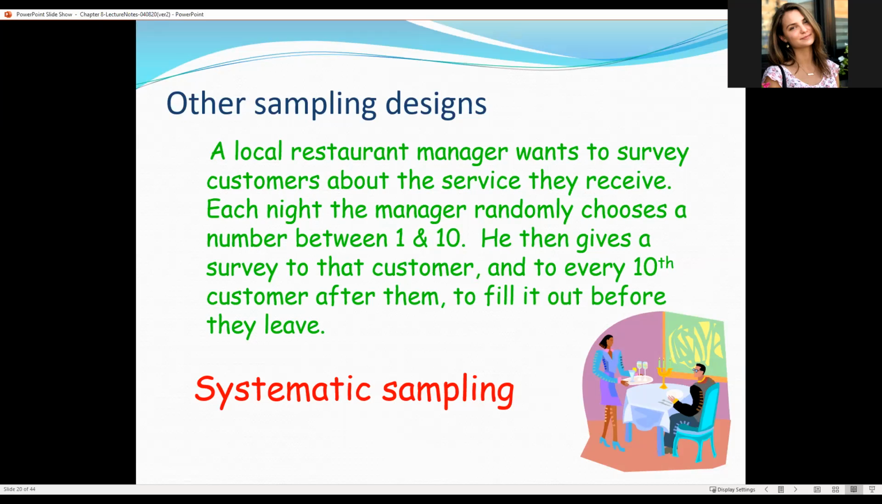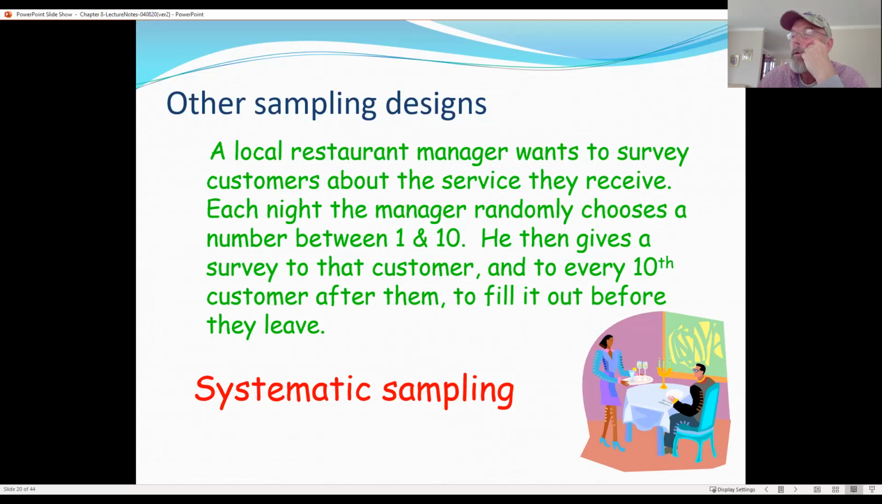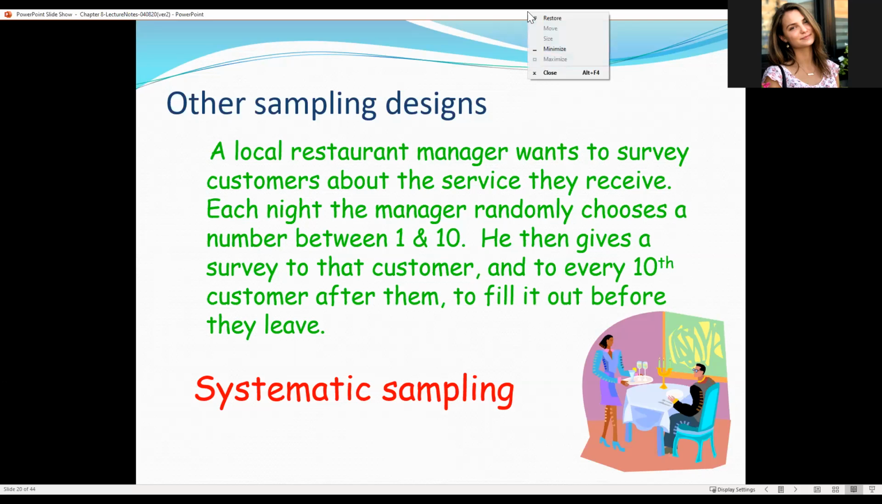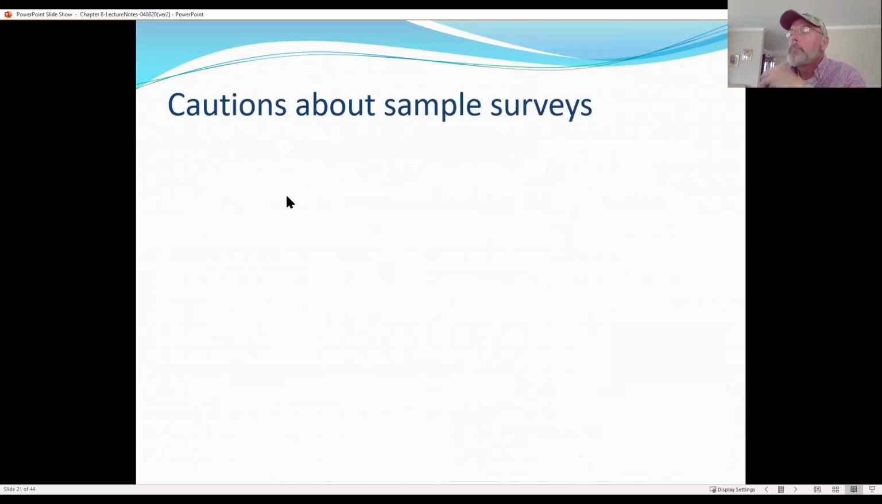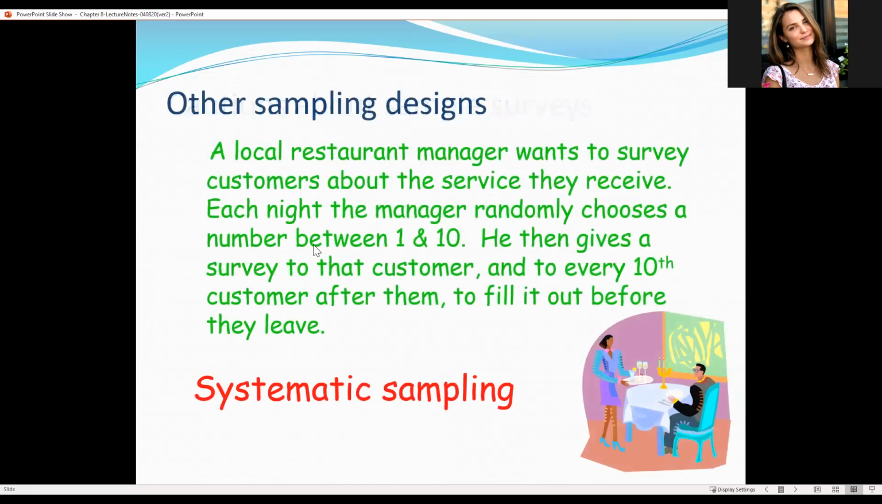Yes and no. I still might be overthinking it because I'm not getting the importance of it, because the most important thing to me right now is he's giving a survey to every 10th customer. Right. So each night he randomly chooses a number. I'm not understanding what the number is. Say he picks 7, what does he do with that? I think I'm not understanding that one line.